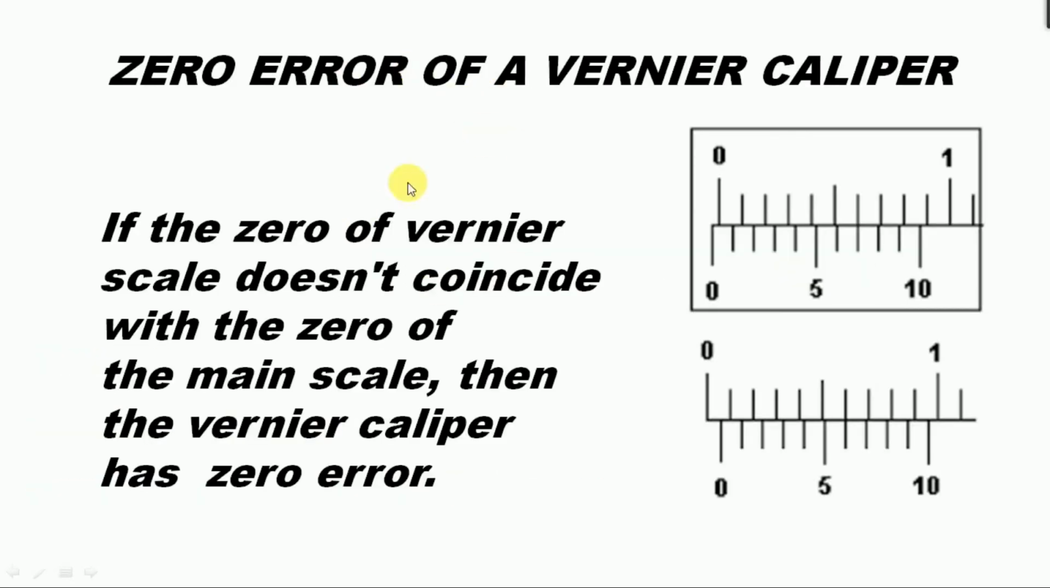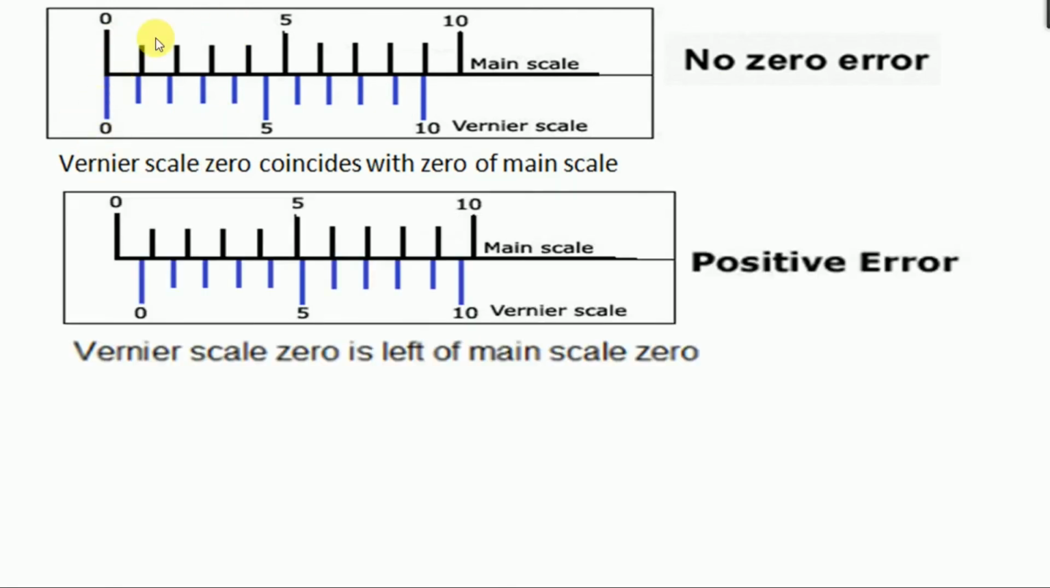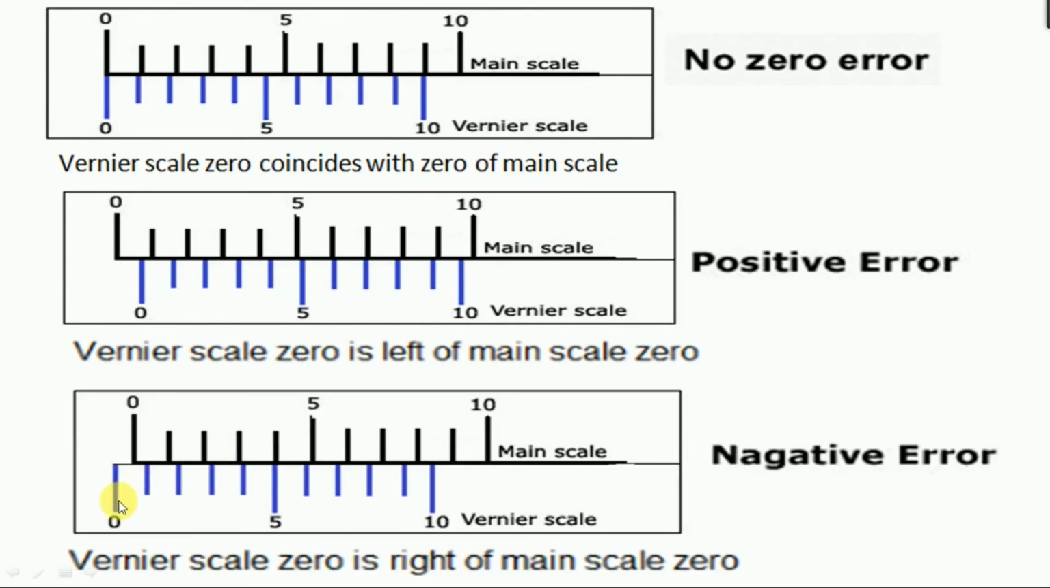In the vernier caliper also we get zero error. If the 0 of the main scale and the 0 of the vernier scale do not coincide with each other, then we get zero error. There are 3 types of errors. One is no zero error. That means the main scale 0 and vernier scale 0 coincide with each other. This time we don't get any error. If the 0 of the vernier is towards the right side of the main scale 0, that time we will get positive error. And if the 0 of the vernier goes towards the left of the main scale 0, that time we get negative error.